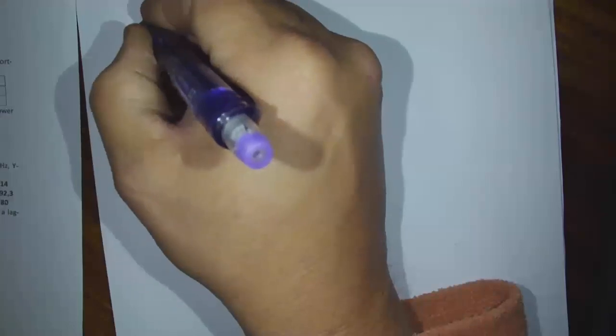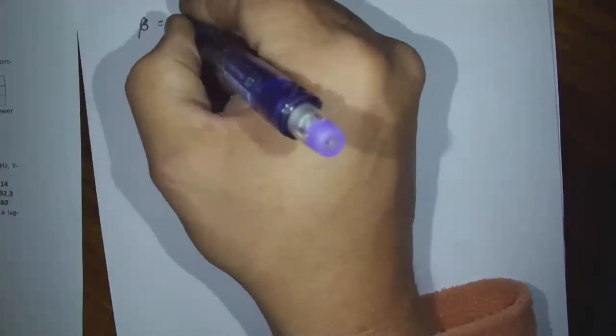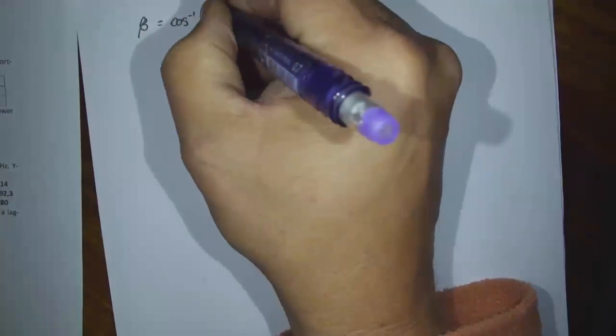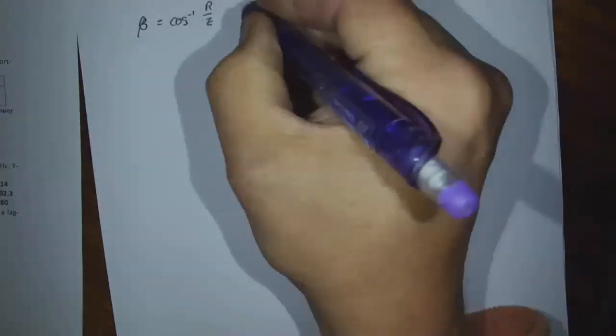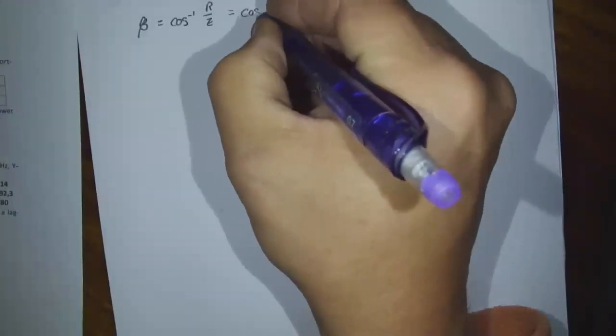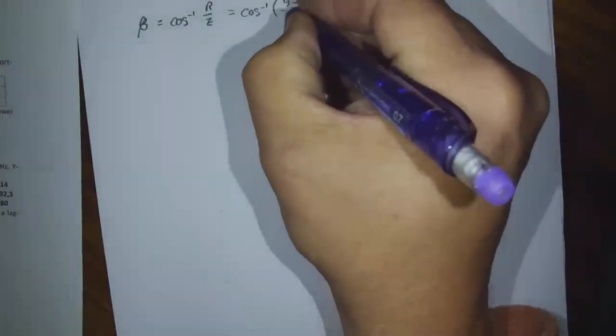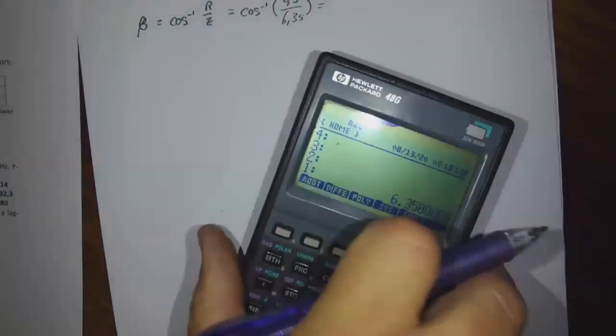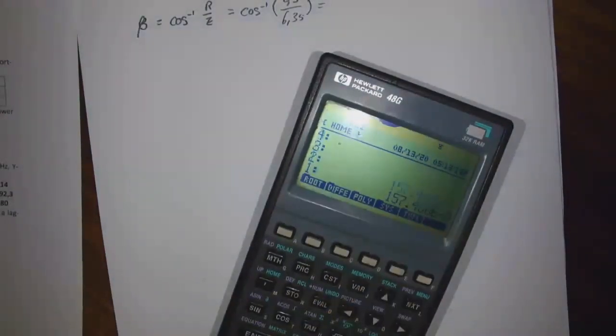And they've given us R, so beta, our impedance angle, is arccos R over Z. That means it's arccos 3 divided by 6.35. That gives us 87.3.